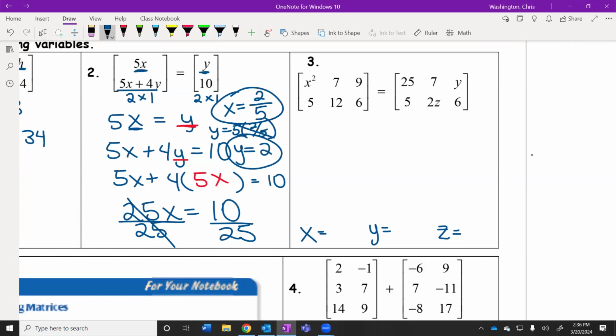If 2 matrices are equal, the corresponding elements must be equal also.